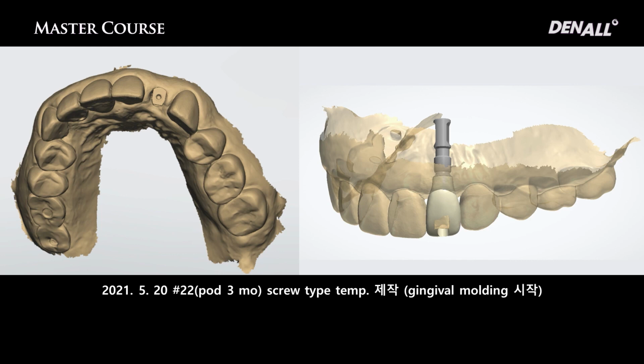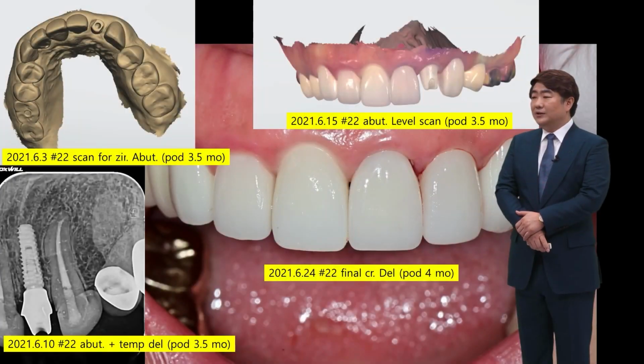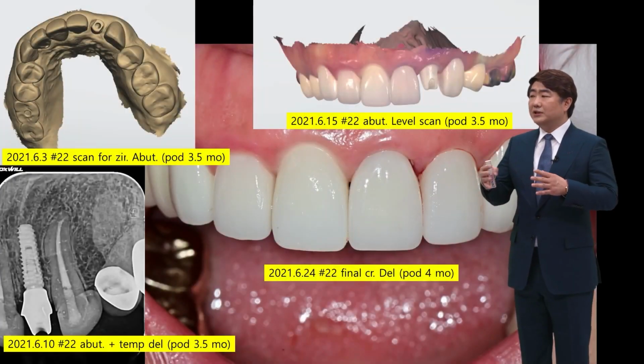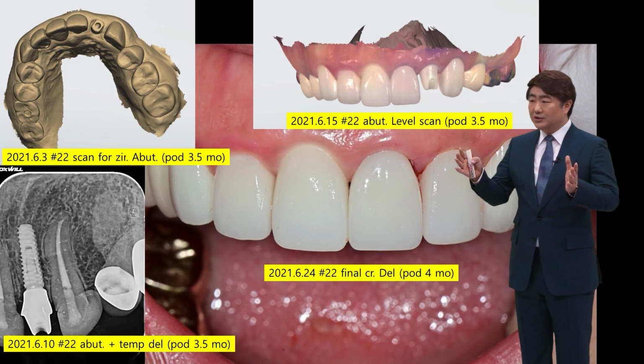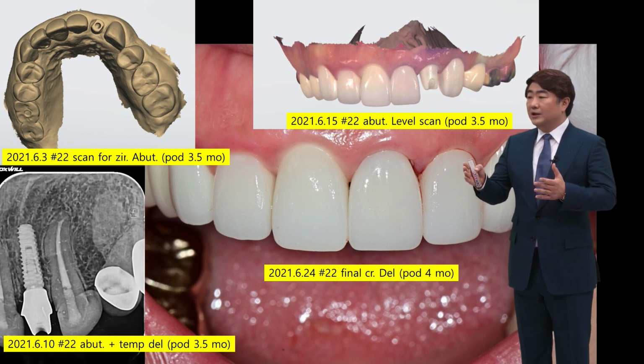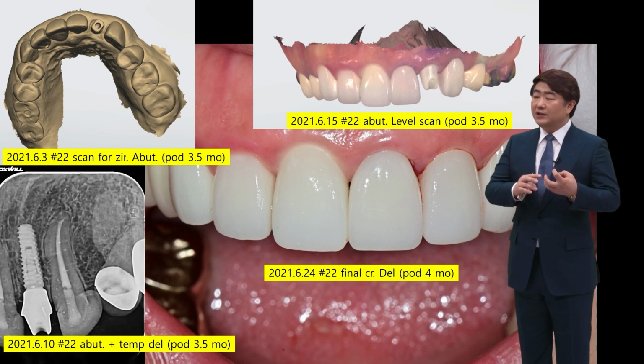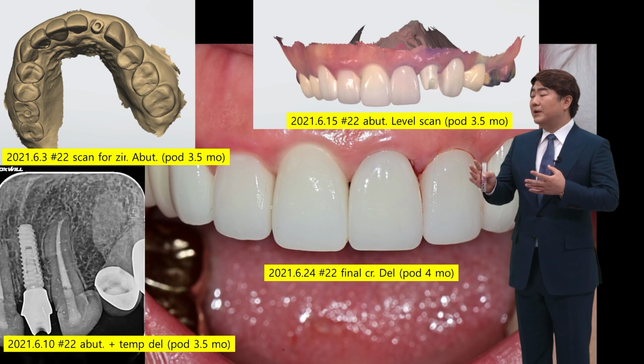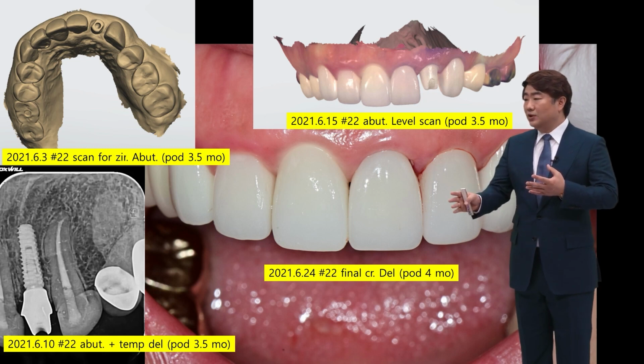Then SQ was measured, and the screw type temporary was created, and we started to do gingiva molding. And the patient said the molding was okay. So the molding period was only about 1 or 2 weeks. Then the final abutment was scanned on June 3rd and delivered on the 10th of June. And the temporary was also used, and the patient was quite satisfied. And on the 15th the abutment level was scanned, and on June 24 the final crown was delivered.